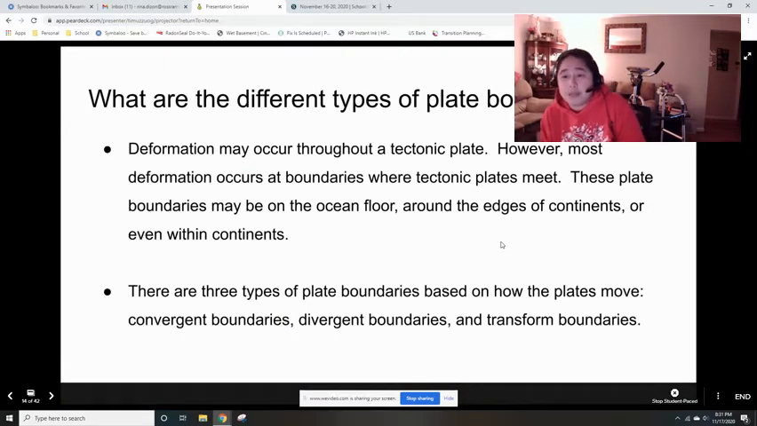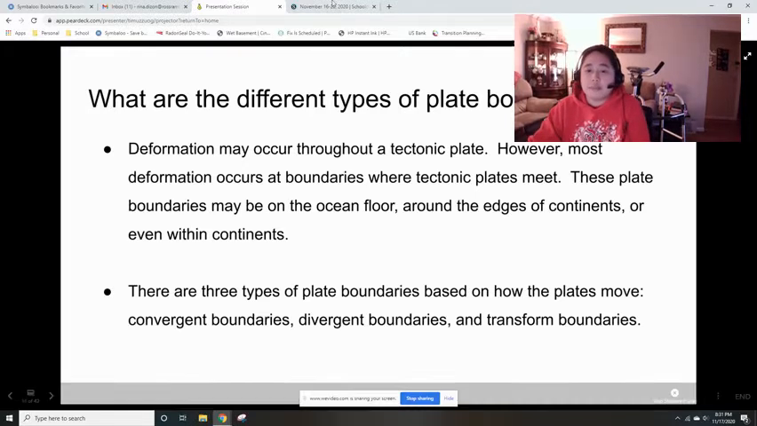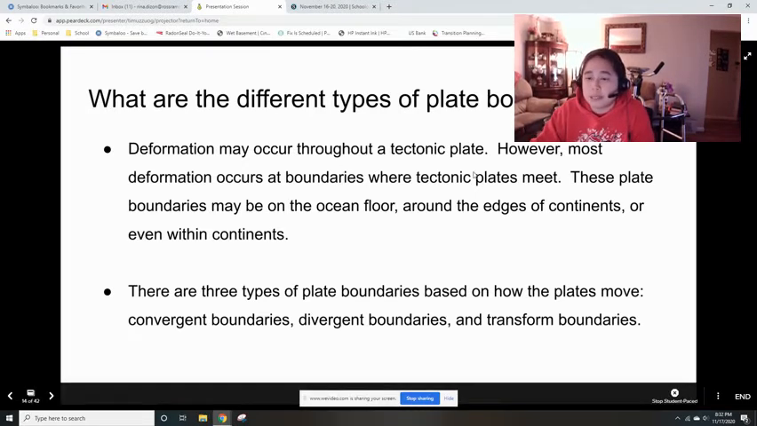So there are different types of plate boundaries that are associated with each type of stress. Deformation may occur throughout a tectonic plate. However, most deformation occurs at boundaries where tectonic plates meet. These plate boundaries may be on the ocean floor, around the edges of continents, or even within a continent.